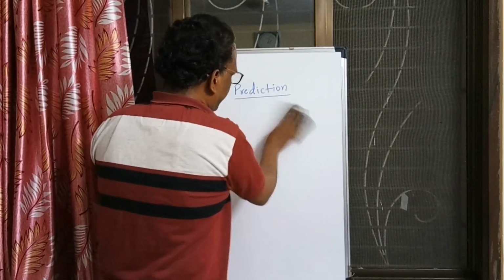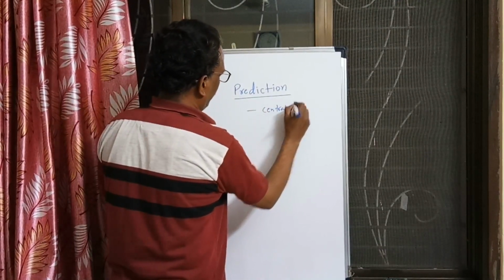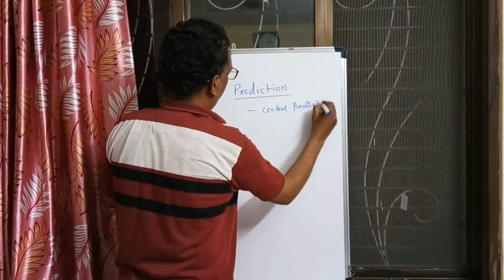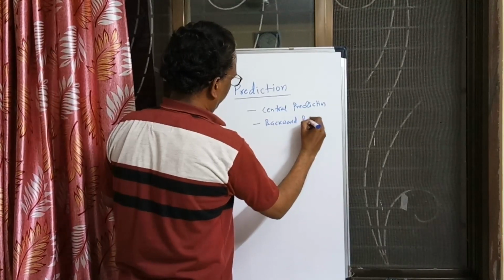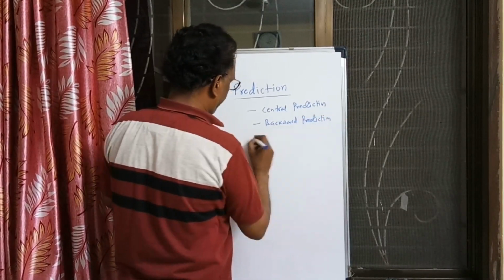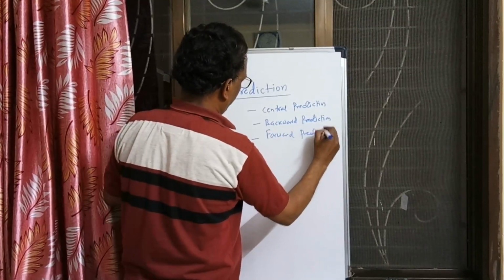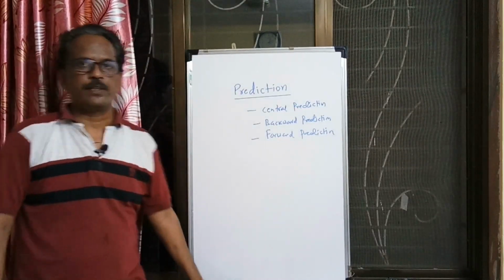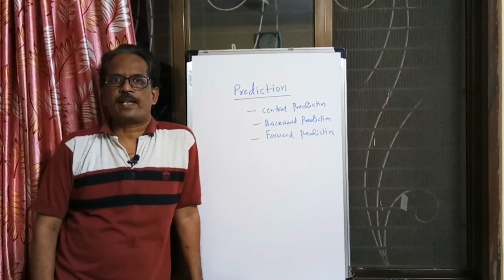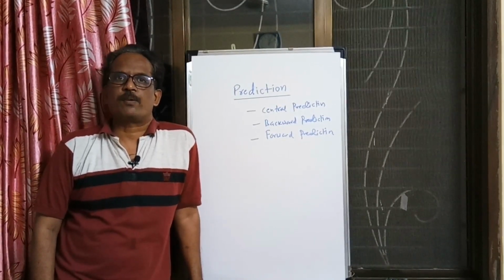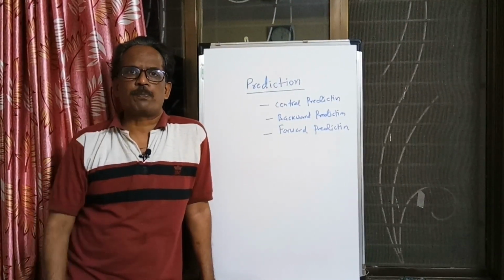So as I told you, there are three types of prediction. One is central prediction, then backward prediction, and the next one is forward prediction. These are the three different predictions. Now I will be explaining in detail the forward prediction. So a set of samples is given to you, and by using this set of samples you are predicting the next sample. So we are using past p samples.